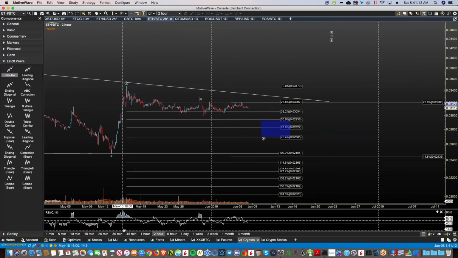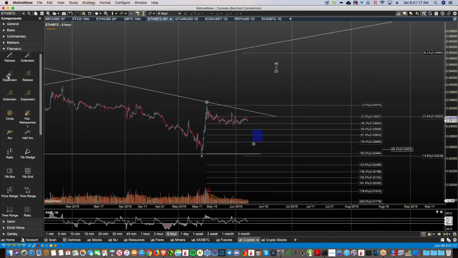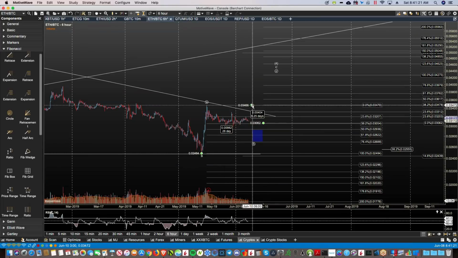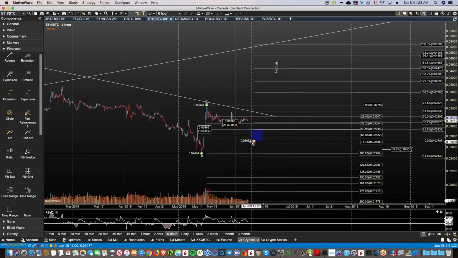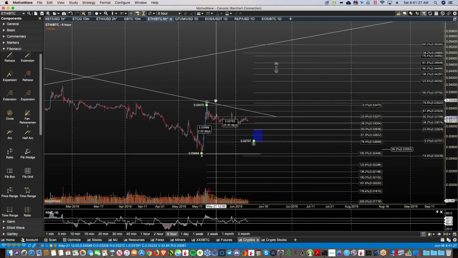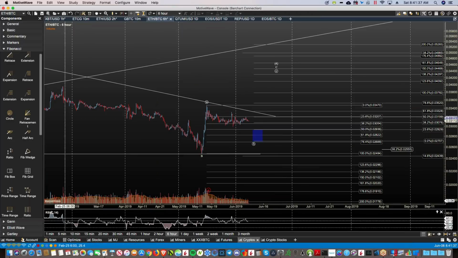So here's, let's see, let's do some expanding fib. If we see an impulse here, it should project up to 0.05. That'd be a nice run, where a C wave should be limited by 0.042. So I don't know which way it's going to go right now, given the amorphous nature of this chart.